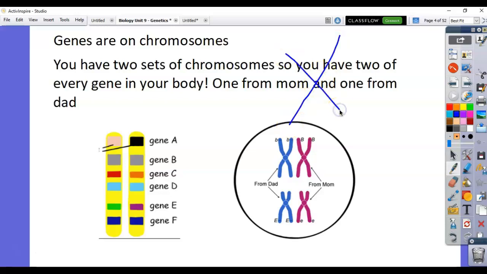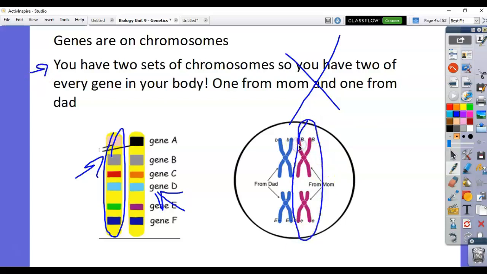You don't have to write this down, but just a reminder, genes are on chromosomes. So here we see a chromosome, here we see a chromosome, right? These yellow things. And they've got different genes on them. They've got thousands of different genes on every chromosome. And remember, we have 2 sets of chromosomes, 1 set from mom. So here we see like, oh, the pink ones are from mom, 1 set from dad.